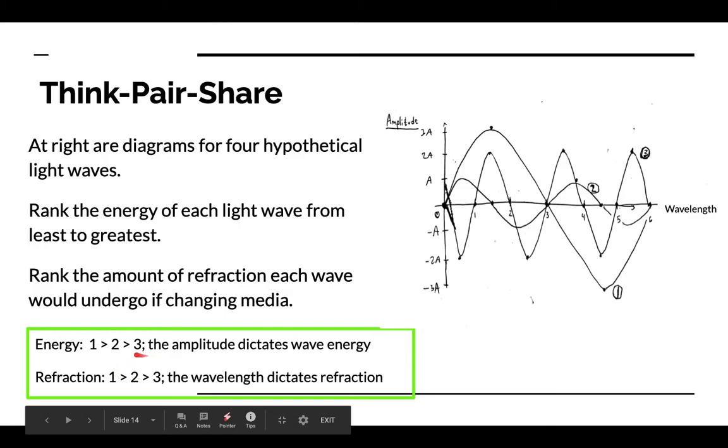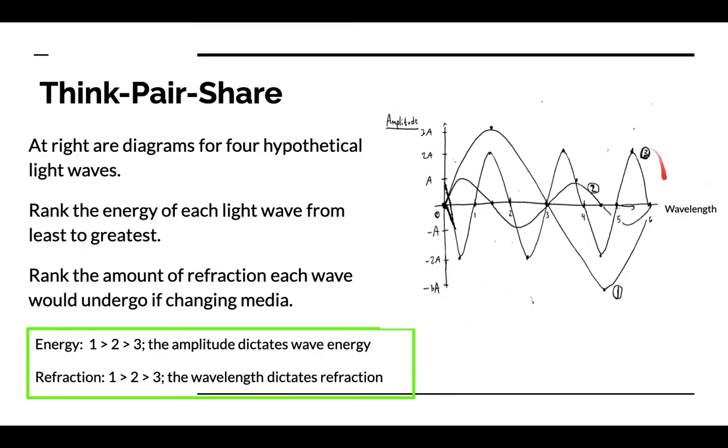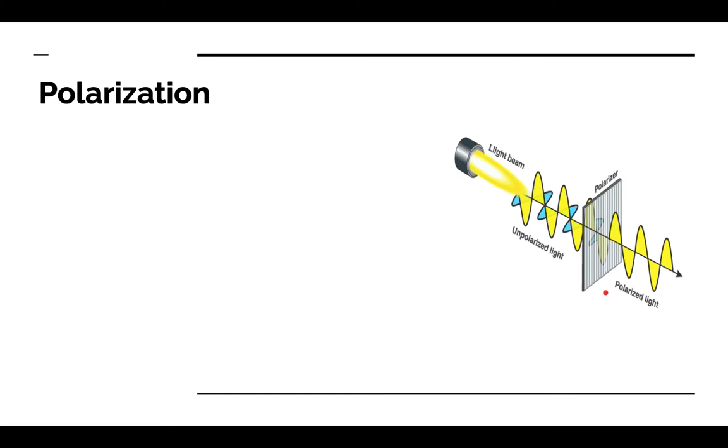And then for energy, for our rankings, it should go 2, 3, and then 1. 2 having the least amount of energy, 3 having the second most, and then number 1 having the most energy. And then lastly, we come to our last topic, which is polarization.